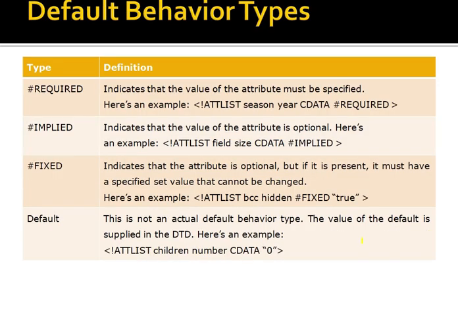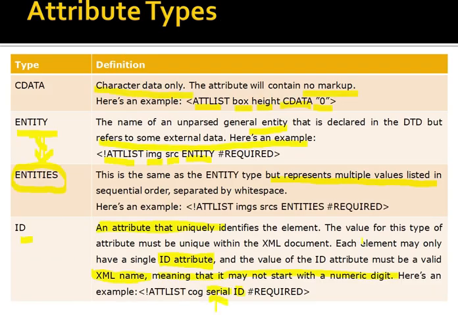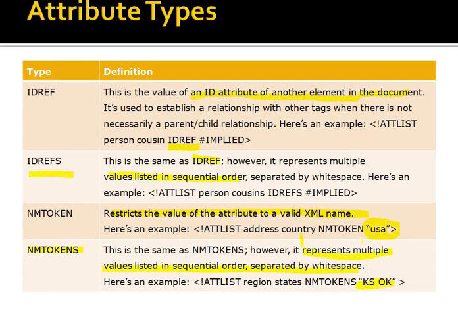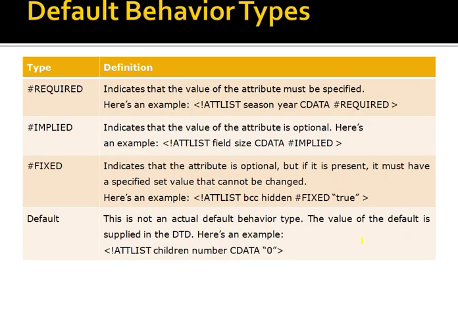So far we have seen the attribute types: CDATA, ENTITY, ENTITIES, IDREFS, ID, NMTOKENS, NOTATION, enumerated, and the values.